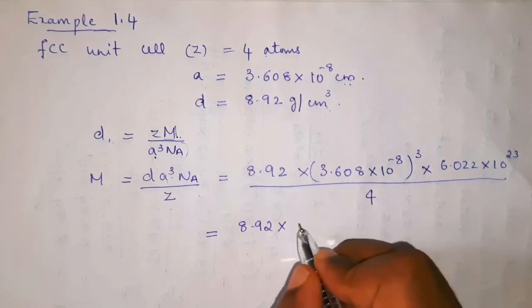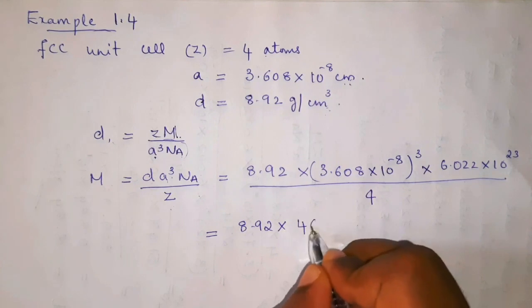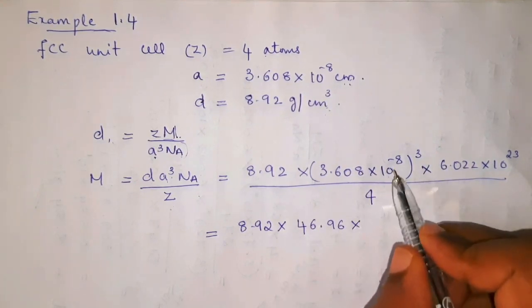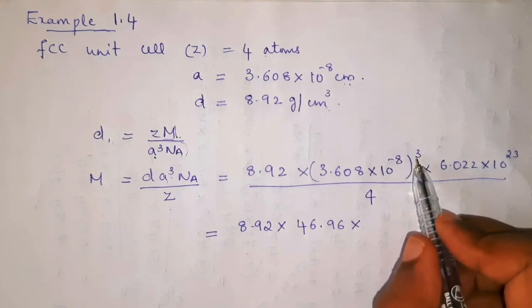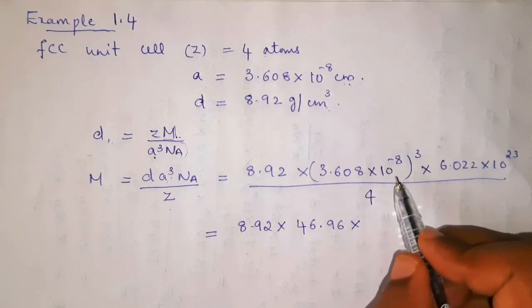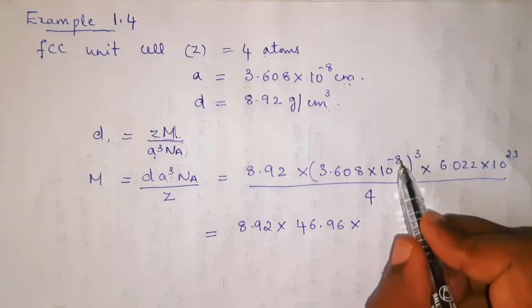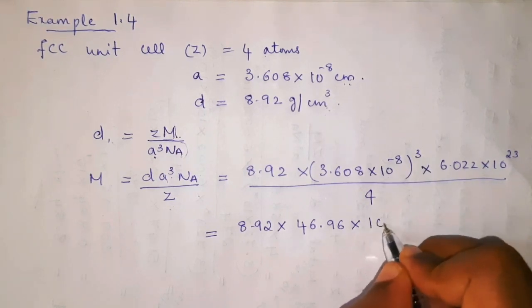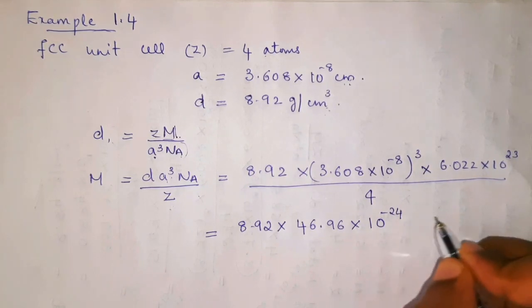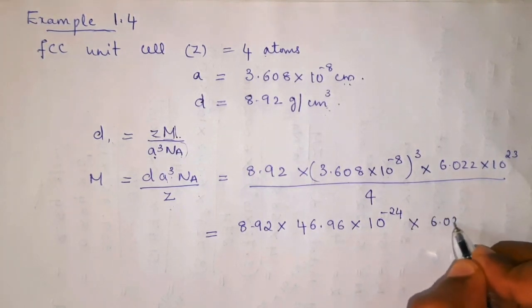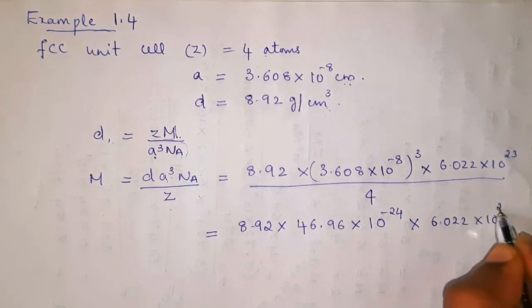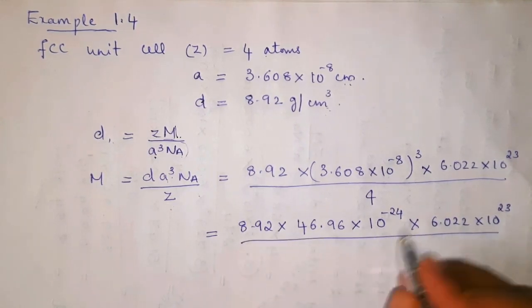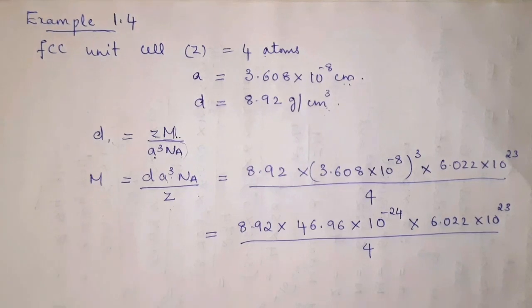When you do that, you will get the answer as 46.96 into 10 power minus 8 into 3 you have to do. This term you don't have to cube, it is 10 to the power. So minus 8 into 3 you have to do. So I'll get the answer as 10 to the power minus 24 into 6.022 into 10 to the power 23. Okay, now divide by 4. So this much you got.